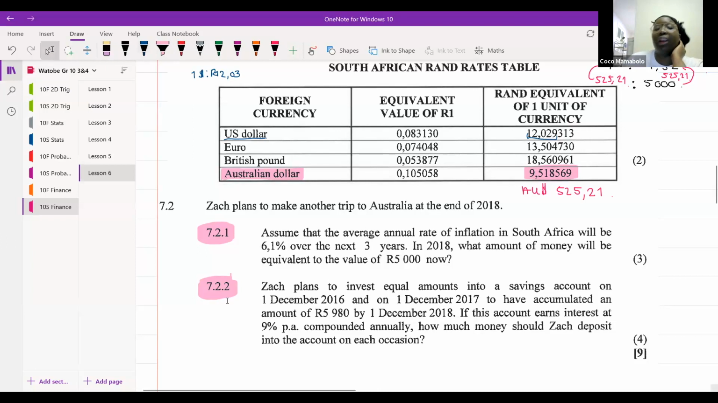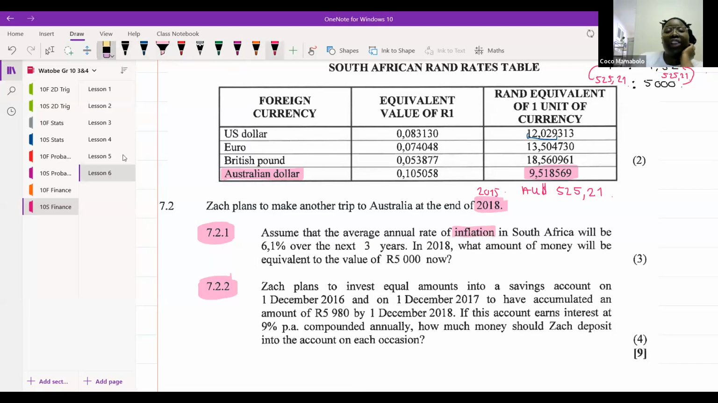Oh, for 7.2.1. Okay, so let's read the question really quickly. It says here, Zach plans another trip to Australia at the end of 2018. Now remember, it's currently 2015, so he's planning a different trip in 2018. The question says, assume that the average annual rate of inflation in South Africa will be 6% per year over the next 3 years. In 2018, what amount of money will be equivalent to the value of 5,000?